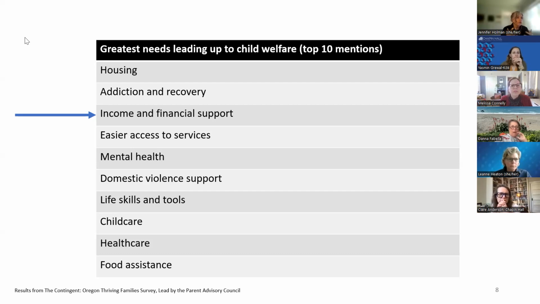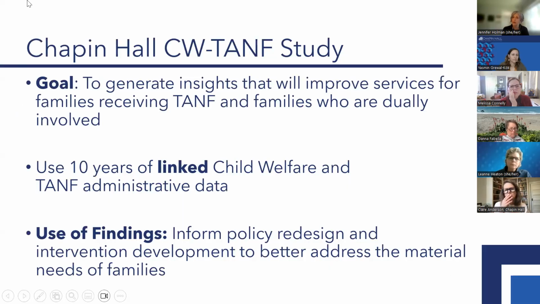So in order to fully understand how we can serve families better prior to child welfare involvement and during that involvement, and our goal being that families never have contact with child welfare when possible, we need to be able to integrate our self-sufficiency and child welfare data, which is not integrated at this time, to really have a complete picture of what families are needing. And so I'm going to hand it over to Leanne to talk about how we're partnering with Chapin Hall to do that.